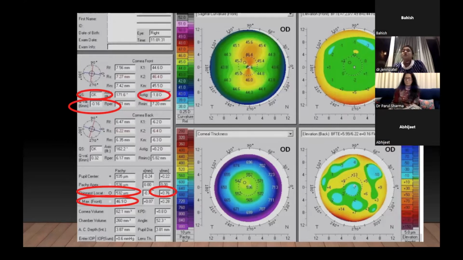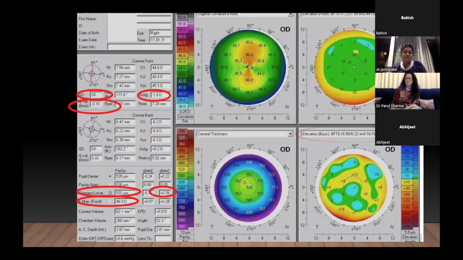You want to see the astigmatism. And the astigmatism on your topography has to correlate with your manifest astigmatism. If there is any discrepancy between your topographic and your manifest astigmatism, it's a sign which you have to keep in mind.